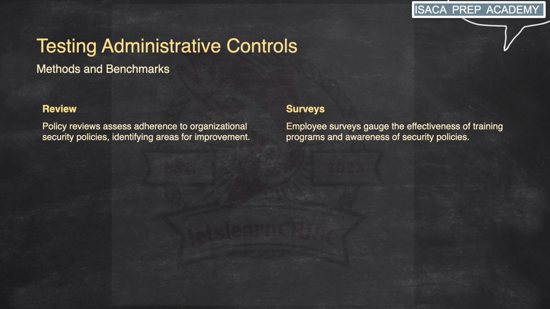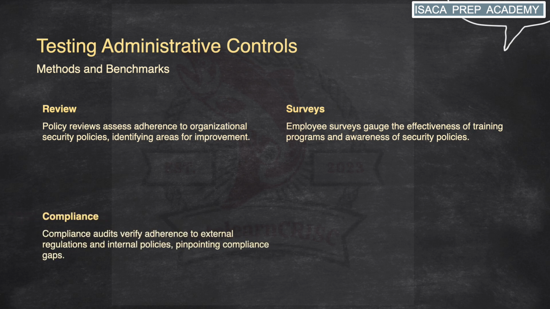Additionally, friends, employee surveys provide an opportunity for employees to voice concerns and provide suggestions for enhancing security practices, fostering a culture of collaboration and accountability in addressing security challenges. Overall, friends, employee surveys play an important role in ensuring that security training programs are effective in equipping employees with the knowledge and skills necessary to protect against security threats and uphold organizational security standards.